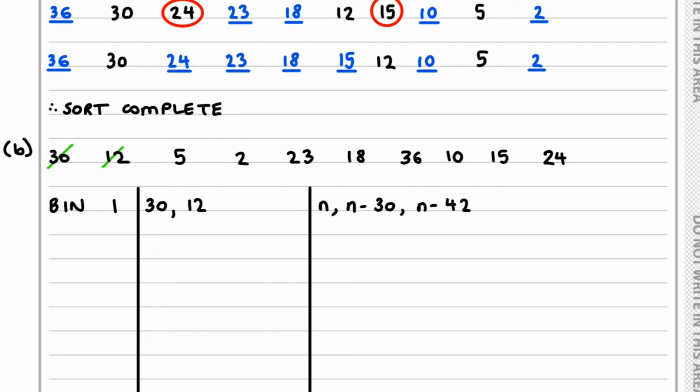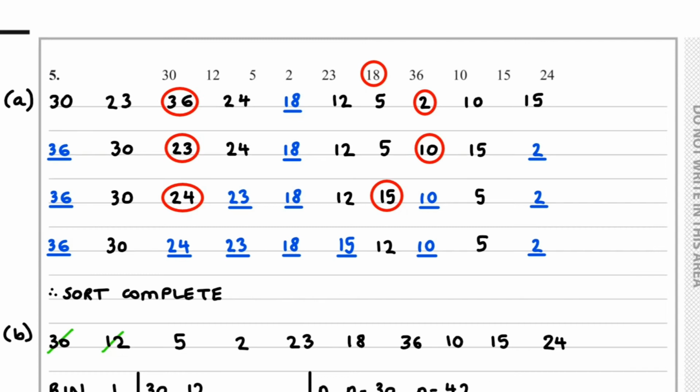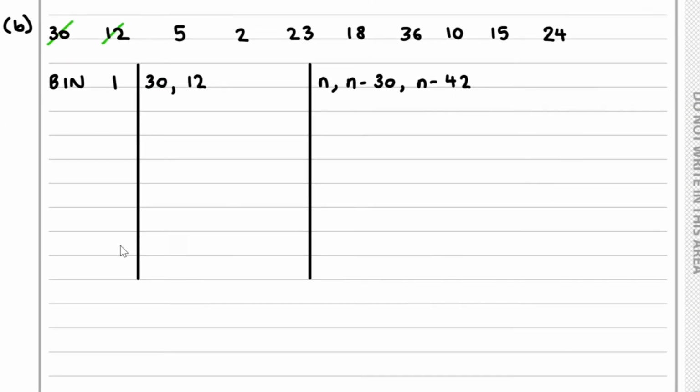Now the next item is the 5. If we take a look here, the 5 has been placed into bin 2. So, if I open up a new bin, bin 2 say, it's got a size of n. I place the 5 into bin 2, and the remaining space then will be n minus 5.